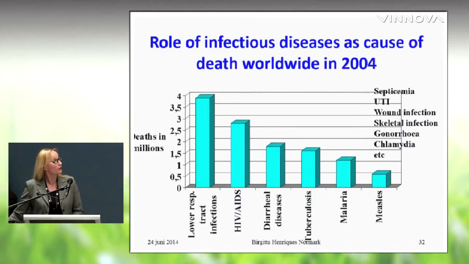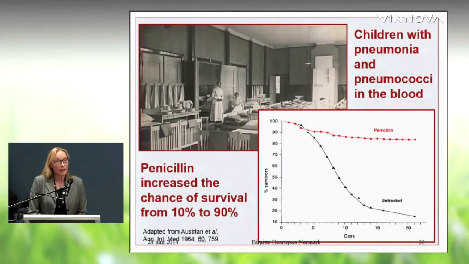I just wanted to show you one example here. If you look into children who got pneumonia, mainly caused by a bacterium called pneumococci, they have bacteria both in the lungs and often in the bloodstream. Before we had penicillin, the survival rate was very low for these children. Only 10% survived, so 90% of the children died from these infections. But when we got penicillin, we improved the survival rate enormously. So 90% of these kids could survive, and only 10% died. So of course, it's important that we have effective antibiotics.